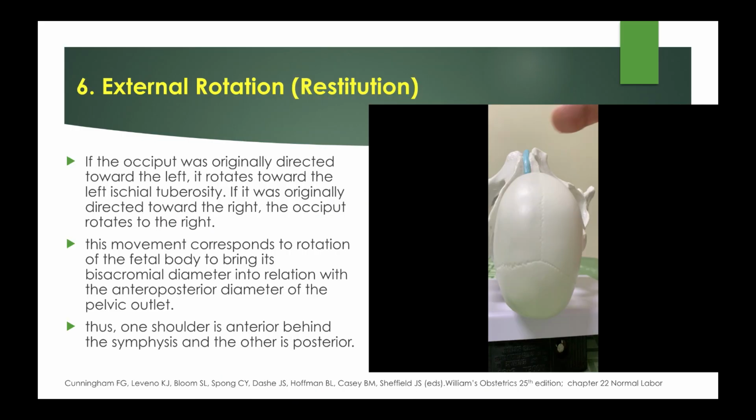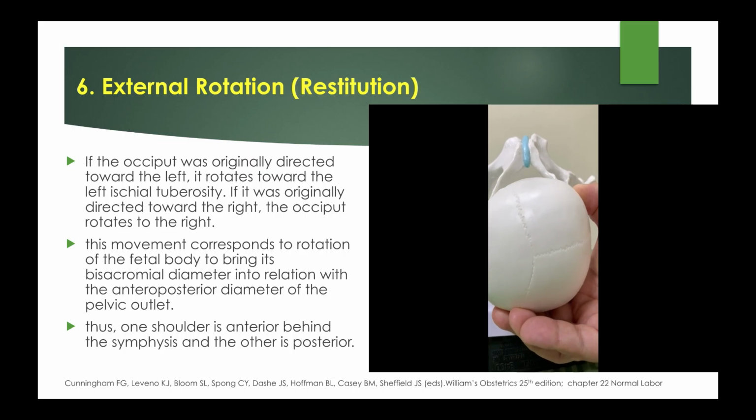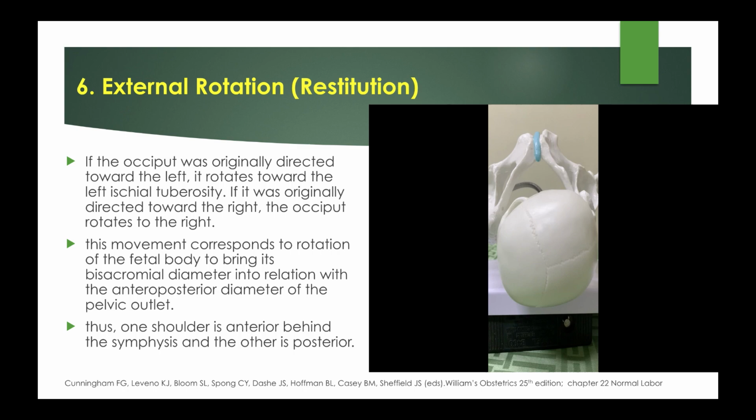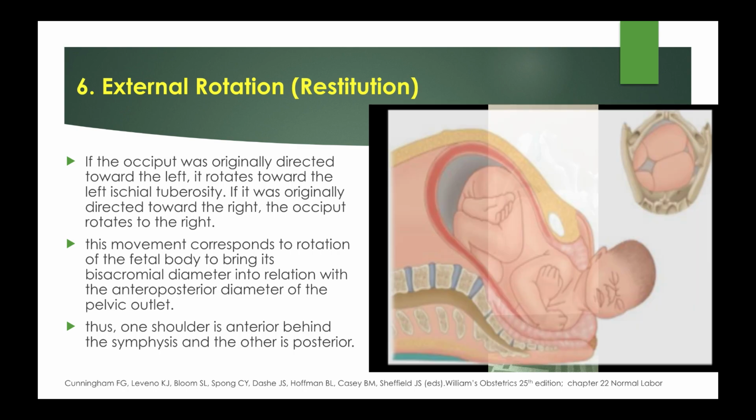The sixth cardinal movement of labor is external rotation or restitution. Now, if the occiput was originally directed towards the left, then it rotates towards the left ischial tuberosity. If it was originally directed towards the right, then the occiput rotates to the right. This movement corresponds to rotation of the fetal body to bring its bisacromial diameter into relation with the AP diameter of the pelvic outlet. Thus, one shoulder is anterior behind the symphysis pubis and the other is posterior.